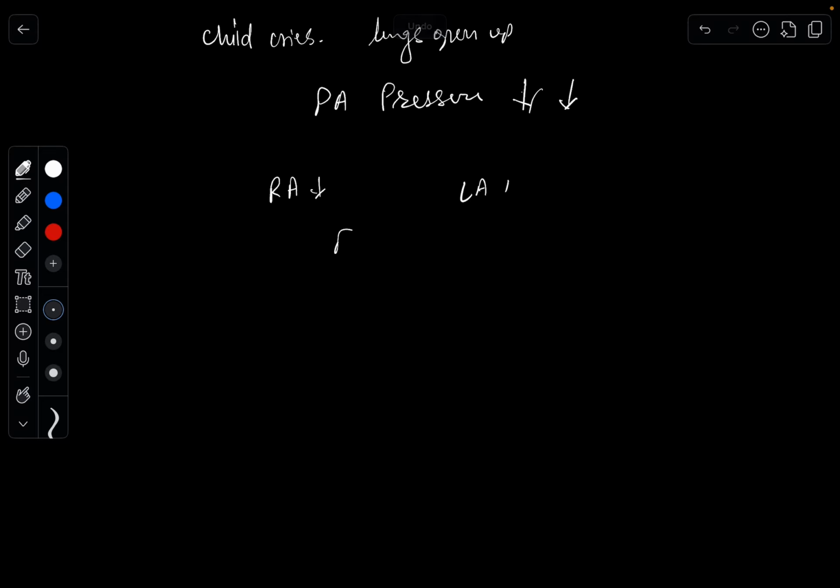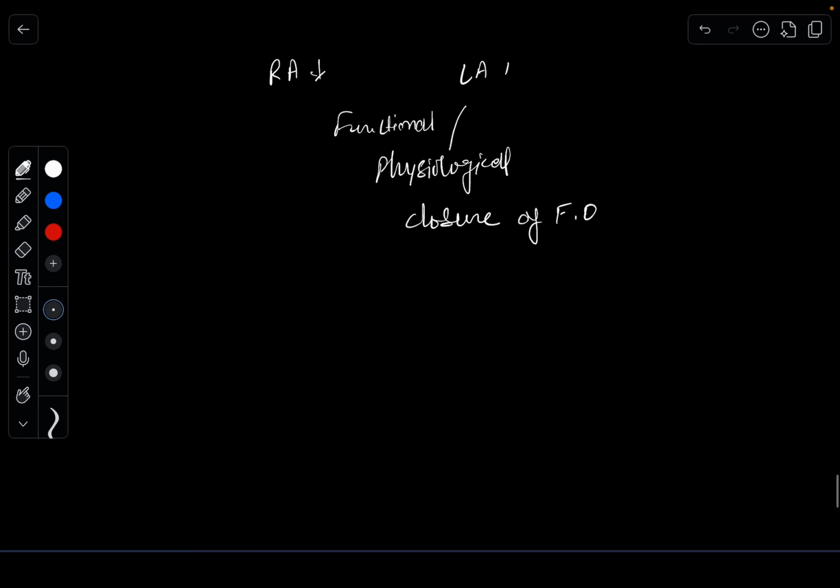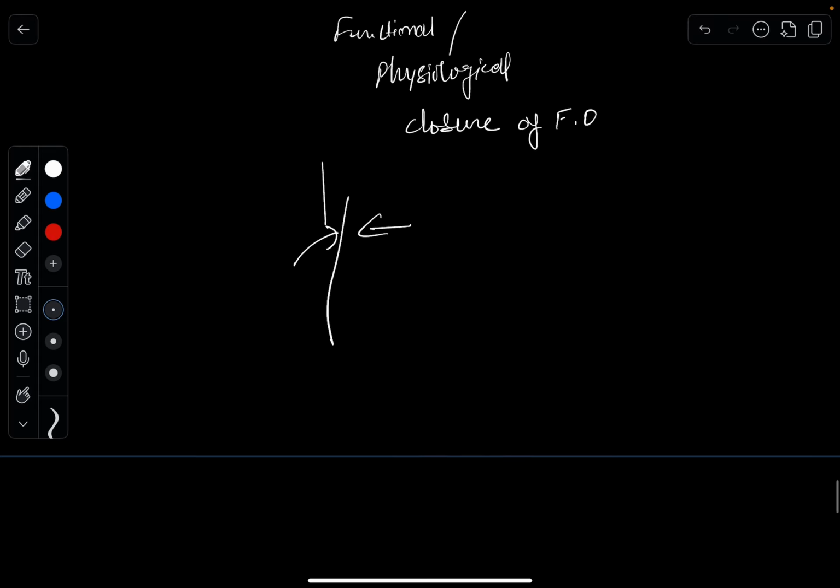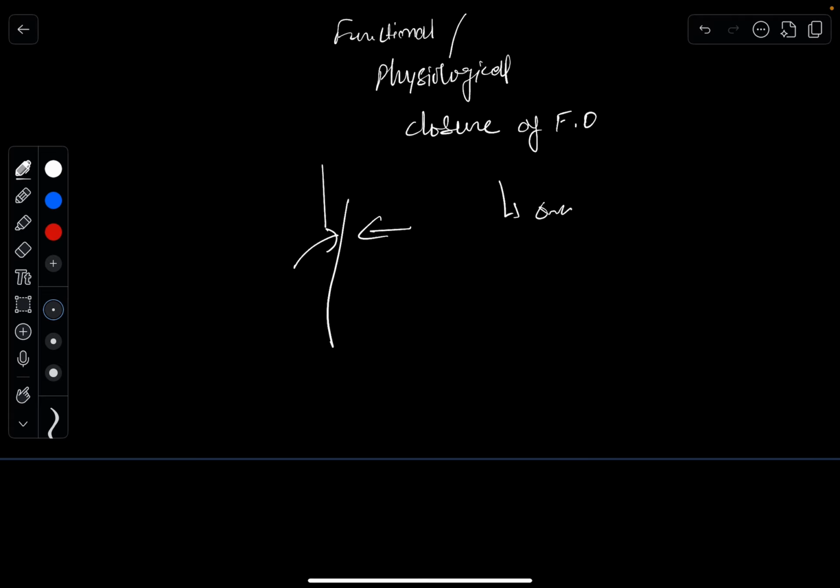There is functional or physiological closure of foramen ovale. Foramen ovale will still be there, but it won't be working because, as I already told you, there is the difference in the septum primum and septum secundum, that only this way is allowed. If this pressure increases, this will be like a closed door, one-way valve, and then over 2 to 3 weeks, there will be complete closure or anatomical closure.